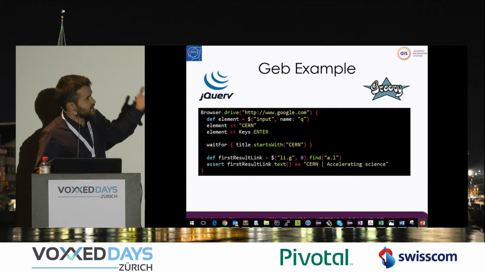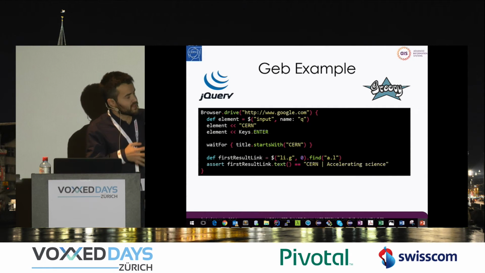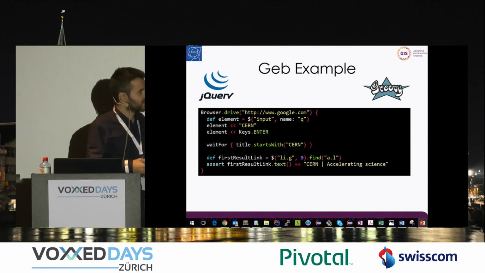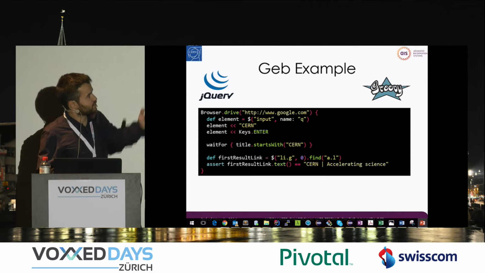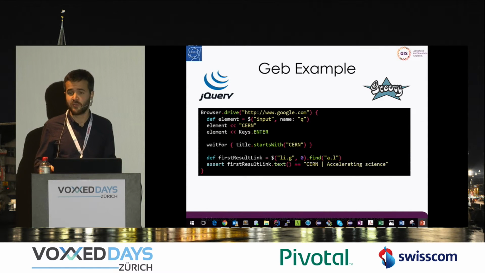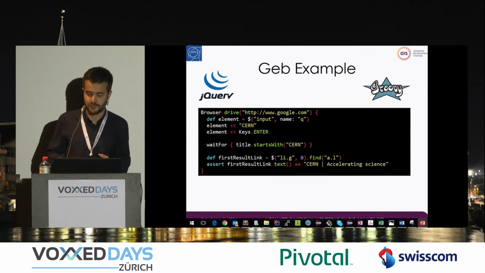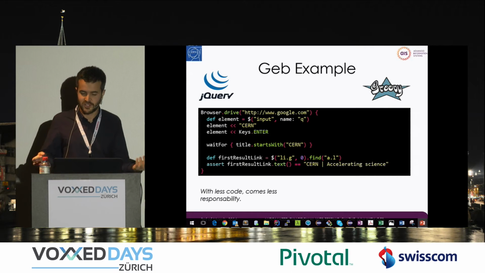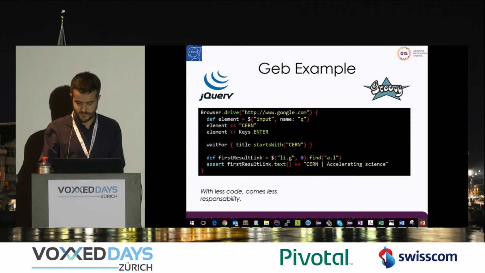So even if you want to do more complex content selection, you pretty much have all the jQuery API on the server with JEB. So it's much nicer, and if you want to try to do these things with the WebDriver API, it's very, very troublesome to do. And of course, with less code comes responsibility, so JEB really is a really nice library.